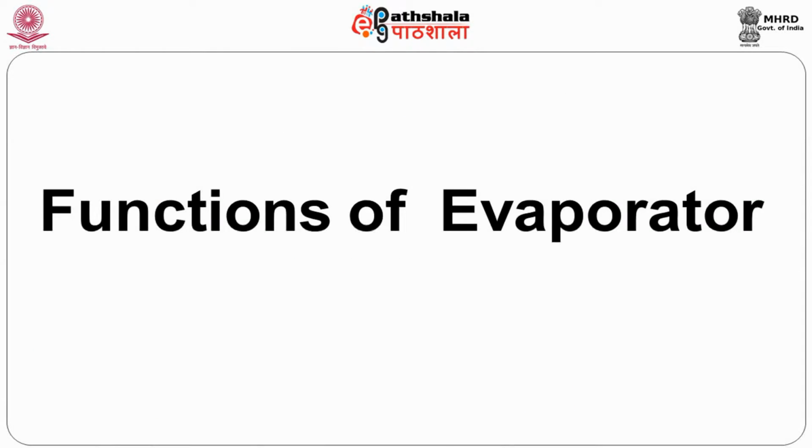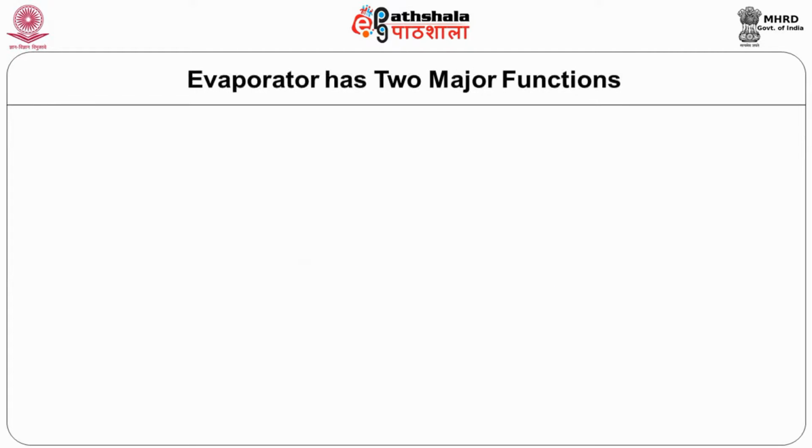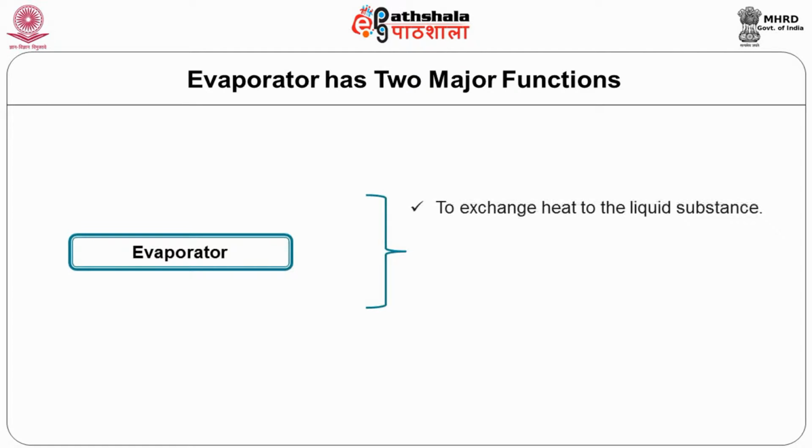As we have understood the theory of evaporation, now let us discuss the function of an evaporator. The evaporator has two major functions. First is to exchange heat to the liquid substance, and next is to separate the vapor from the liquid.